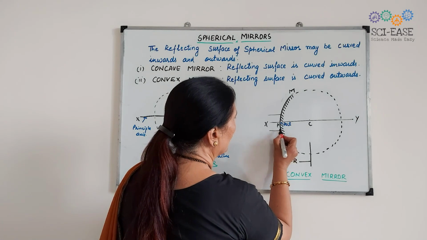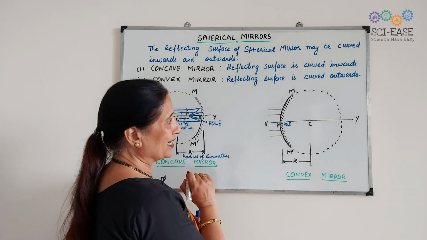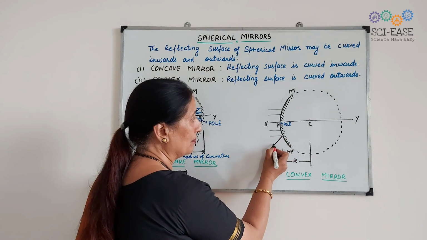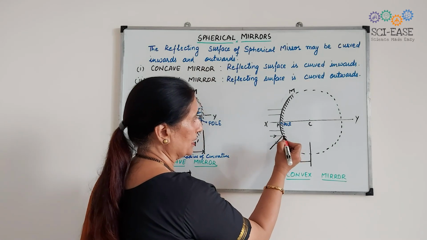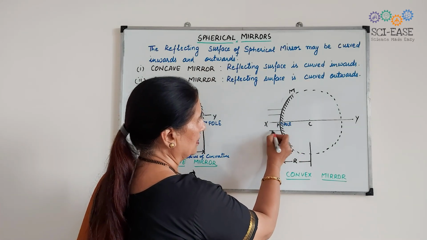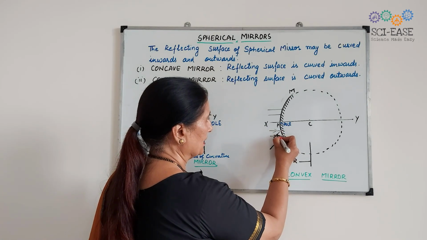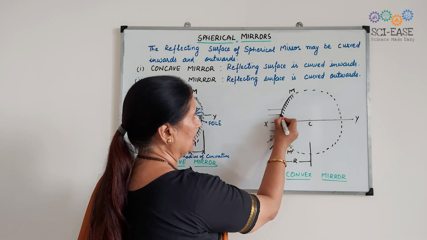Here, these are the lines parallel to the principal axis. They will come, this will go here, and this will come here. Again, here, and this will come here.